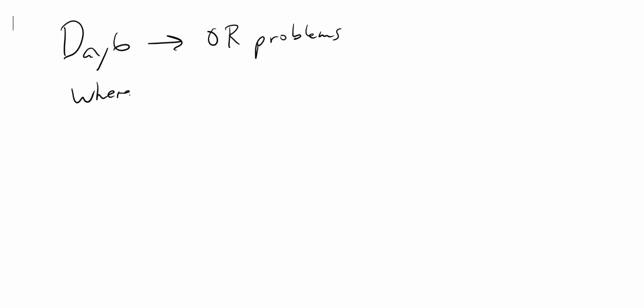Let me write this out for you. Again, this is day 6, and we're going to talk about OR problems. The main thing with an OR problem is that wherever you see a line, it has nothing to do with overlap. It's literally that if you see a line, that is part of the solution.